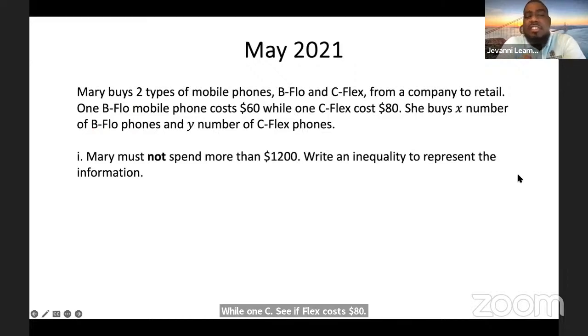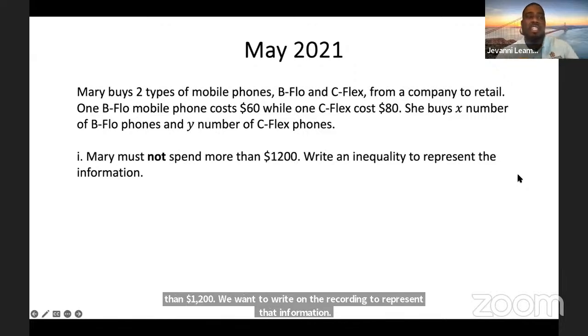That's what that means. One B Flow mobile phone costs $60, while one C Flex costs $80. Now, she buys X number of B Flow phones, so X represents the number of B Flow phones that she can buy. Then Y represents the number of C Flex phones that she can buy. So they gave us our variables. It's for us to assign them to this particular question. Now it says, the first part: Mary must not spend more than $1,200. We want to write an inequality to represent that information.